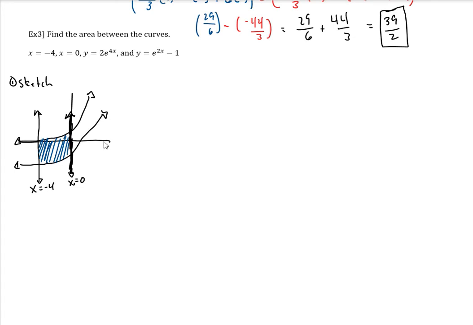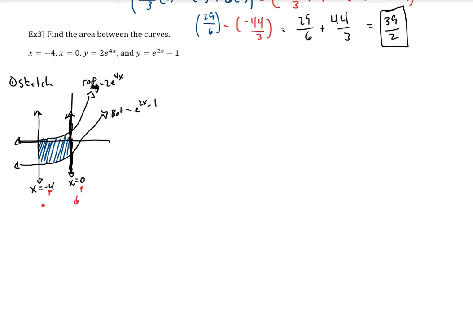Okay, and then let me label. So our top curve was this one. So they did put it in order. They don't have to. Okay, so that is the top. And you could do y equals. I'm just going to erase it and say that is top equals. And then our bottom equals the e to the 2x minus 1. Okay, so we have our top function, bottom function, and we have our bounds. So that's really the a value, and that's really the b value.